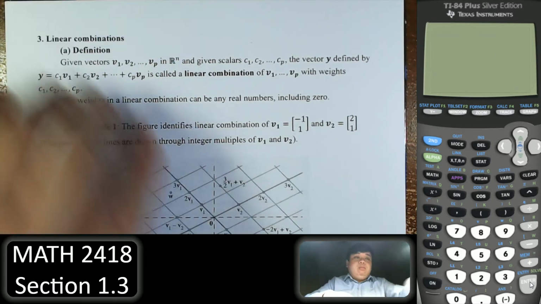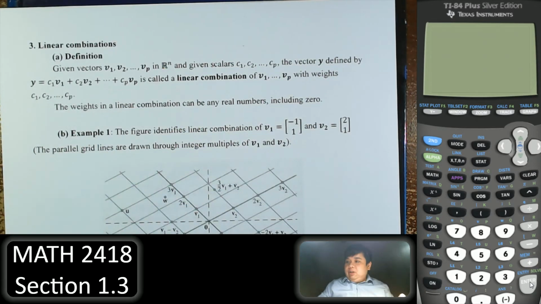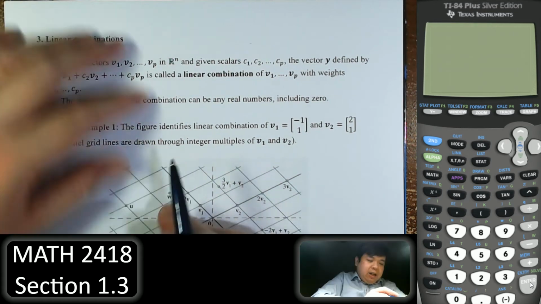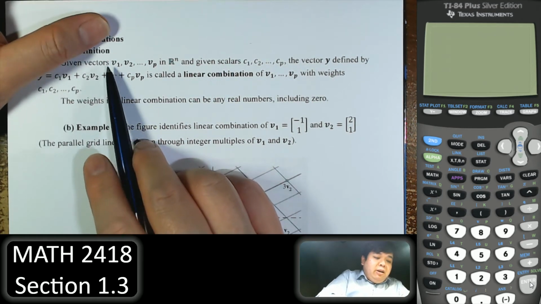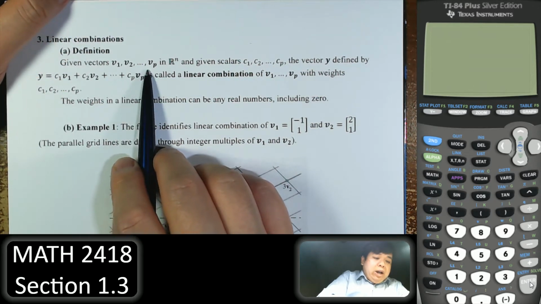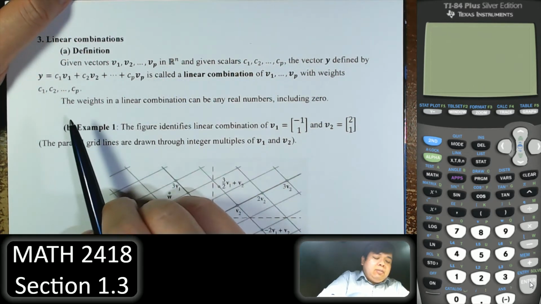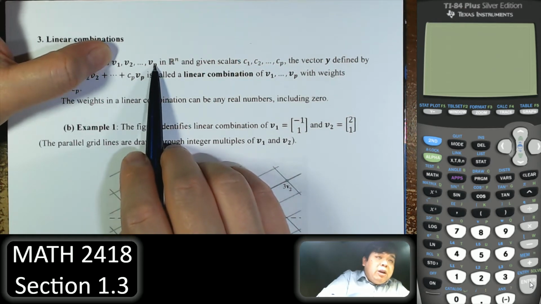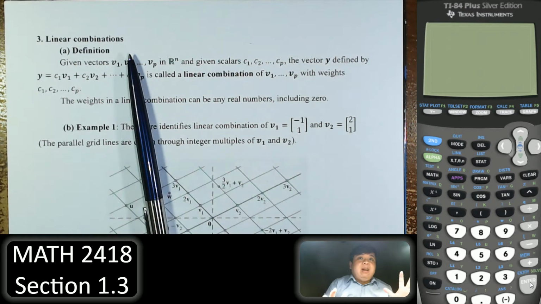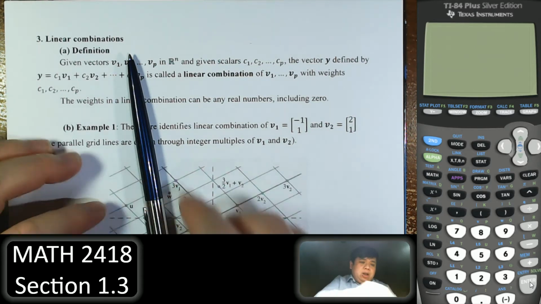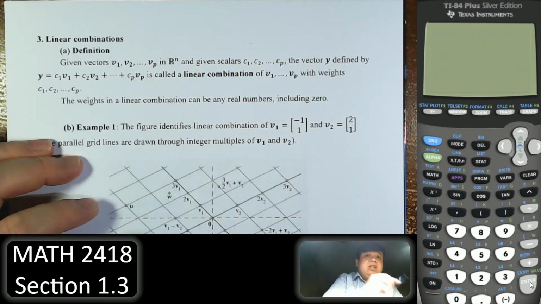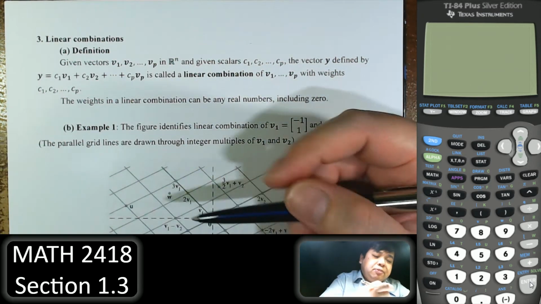Now we have something new. Linear combinations. Given vectors v1, v2, all the way to vp in Rn. So we might have 5 vectors in R2, or we have 2 vectors in something else. So the number of vectors and the dimension are not the same. They don't have to be the same. That's what I should say.